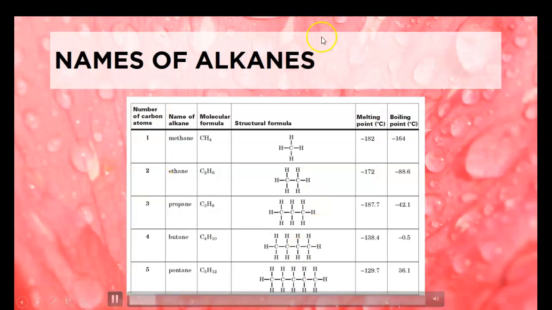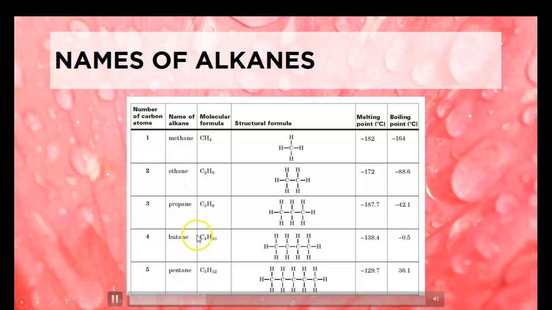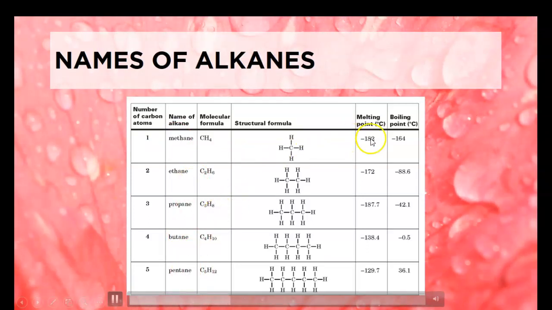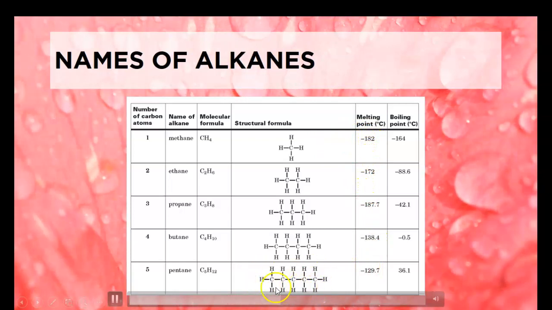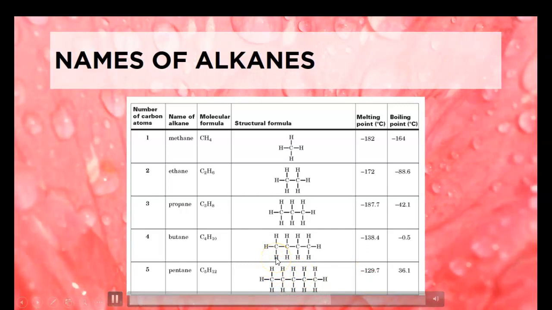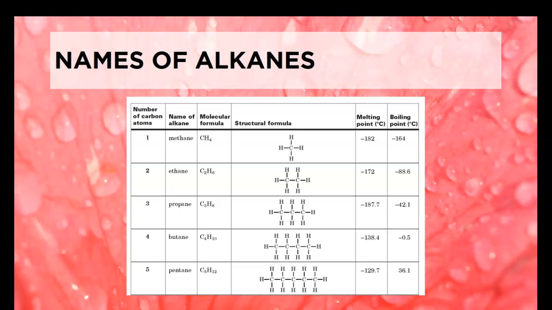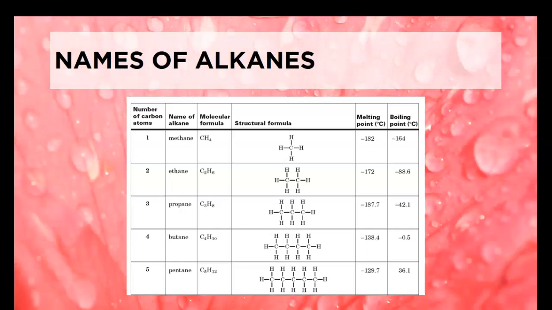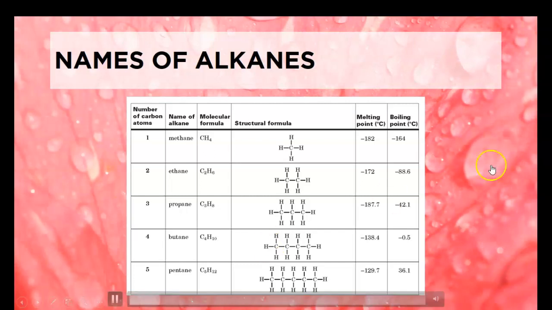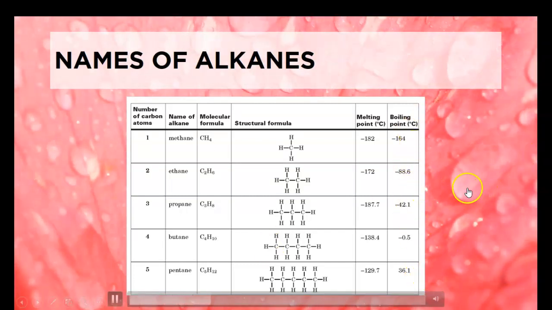So we already talked about methane, ethane, propane, butane, pentane. Notice how the melting point goes down the more carbons I add, because it allows for more hydrogen bonding. The boiling point does increase as I go down because of that.